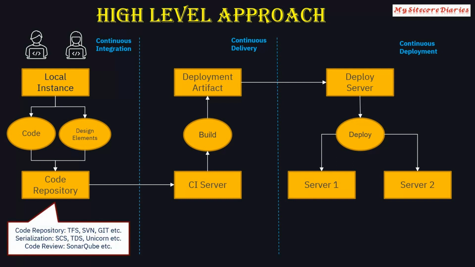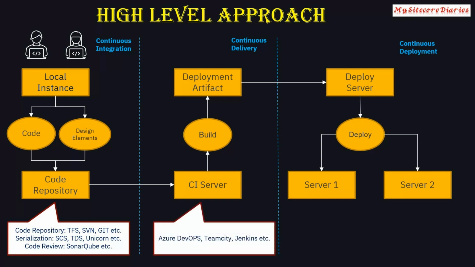In continuous integration, you can have code repository tools like TFS, SVN, GitHub, whatever you are using. For serialization, you can have Sitecore content serialization. You can have TDS, you can have Unicorn, you can have code review tools like SonarQube integrated on your code repository. So all those things will be done. There will be rules and protocols which you will create while integrating, like how you will create the branches. So a branch strategy will be created. All this is part of your continuous integration, okay. So continuous integration will contain all your code repository.